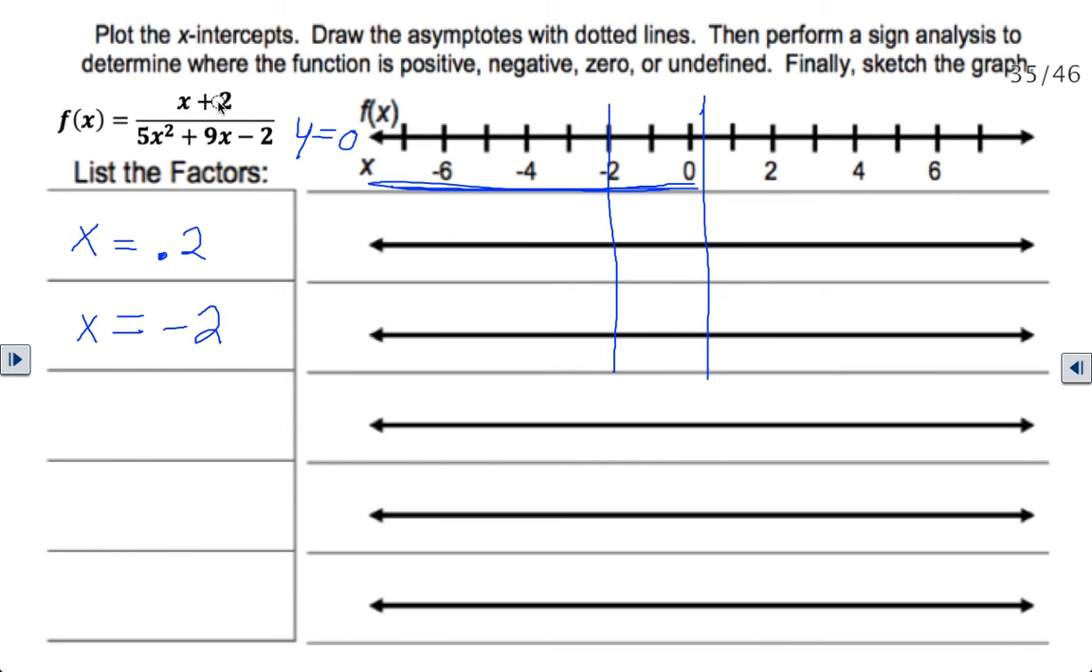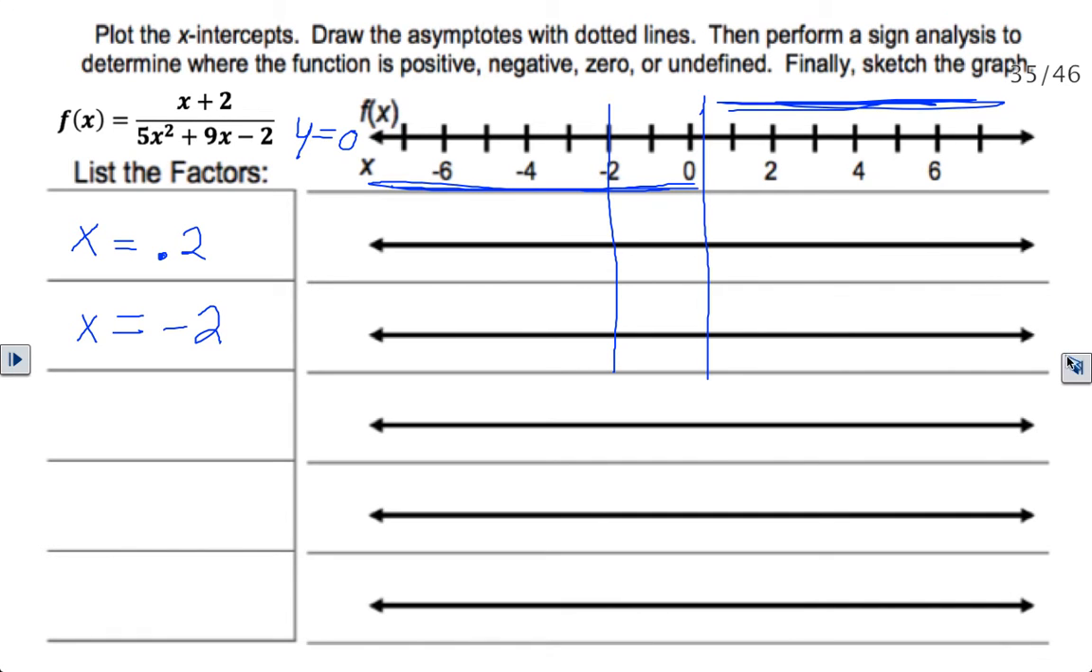So I have 1 plus 2 gives me 3. And then 5 times 1 is 5, plus 9, because 9 times 1 is just 9. So 5 plus 9 gives me 14, and minus 2 gives me 12. So it's a positive 12. And this is 3 over 12, so it is going to be positive. So in this section, I am going to be above the horizontal asymptote as well. And no matter what number I had picked, if I had picked a 2 or a 4 or a 6 or any number in this section, I would still get a positive value.